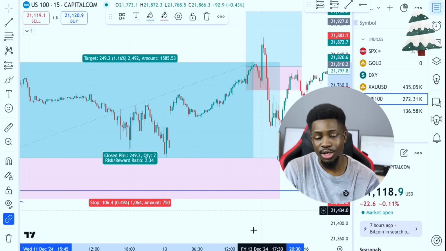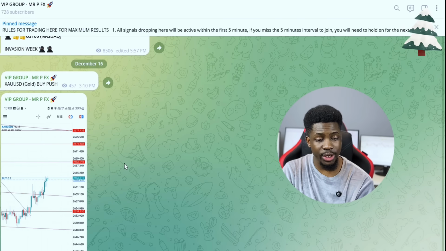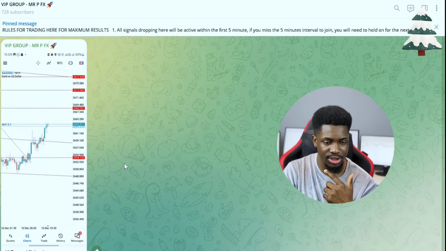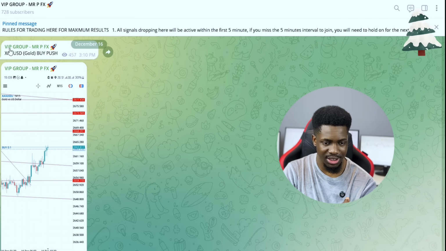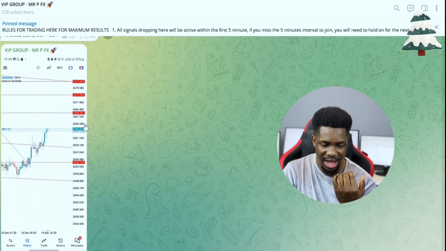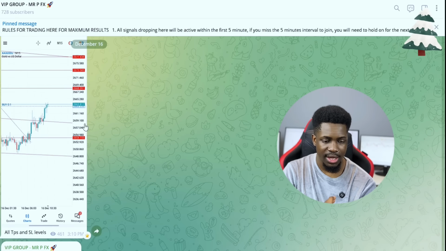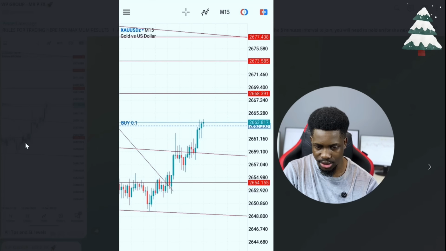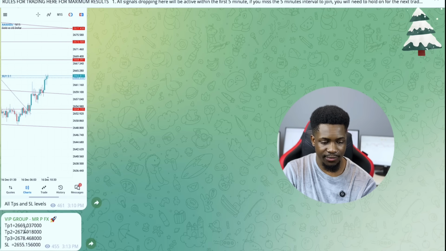So you can just see that TP1 and 2 now completely terminated, US100 NASDAQ. And so after the weekend, December 16th, this was what we're having. We dropped another trade, XAUUSD gold buy push. So this was the trade, and of course this was the take profit and stop loss level.